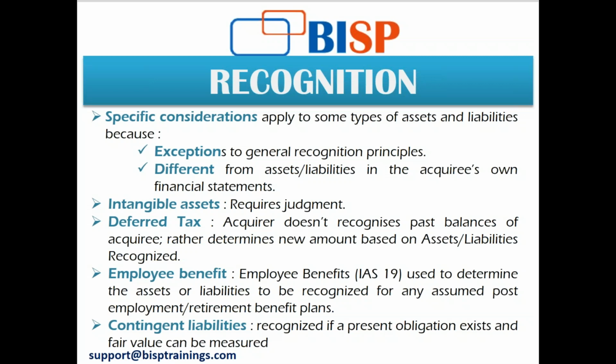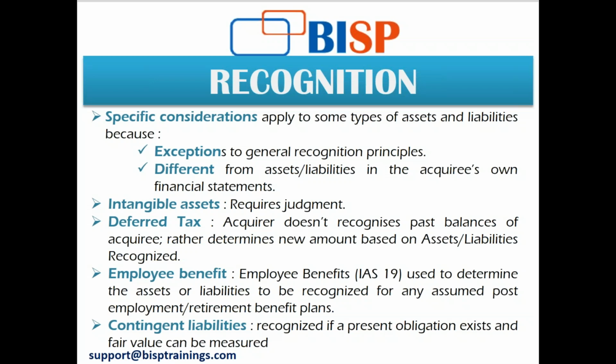Apart from this, there are also restructuring obligations, operating leases, reacquired rights, indemnified assets, and so on. But of course, it depends from business to business how they treat it. These 4, I think, are the same for all business combinations.